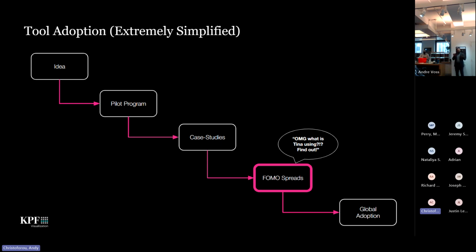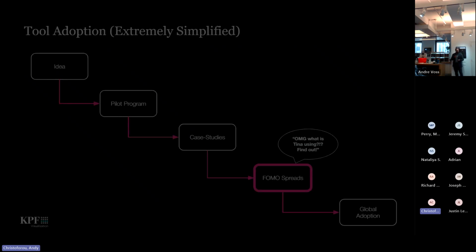And what we've seen, especially at KPF, is I use this example of like, OMG, what is Tina using? And I hear that all the time. It's like, what are they using on that team? It looks really cool. I want to use it. And that's how it spreads throughout the firm. And in just a month or two of testing, now we have about 100 users, and that's nearing our Enscape numbers, which is phenomenal. So we've seen rapid adoption, and it really comes down to people being comfortable with it, being excited about it, and talking about it with the firm.